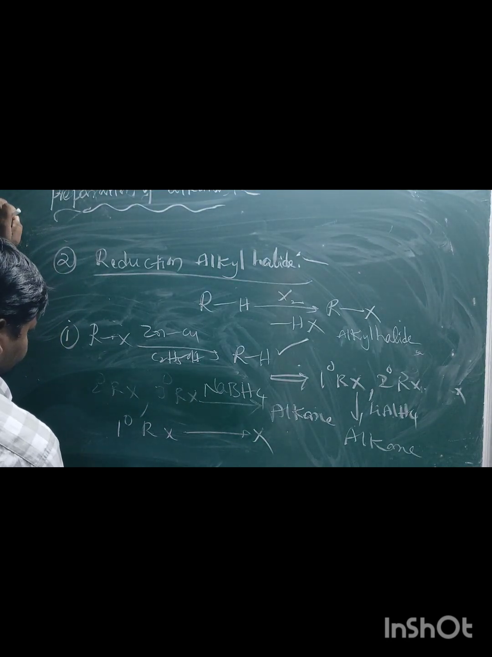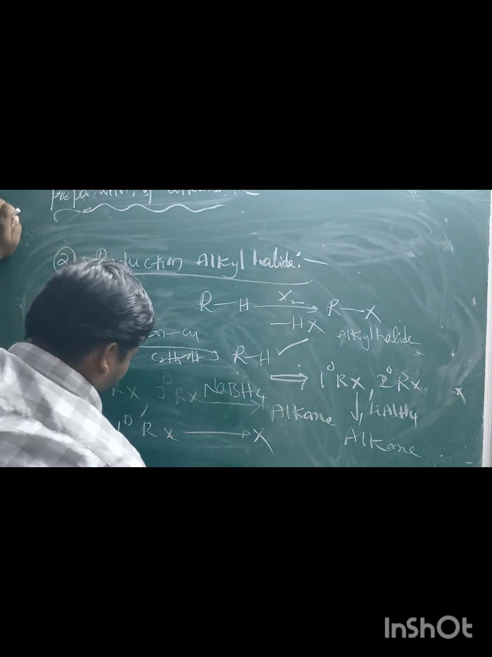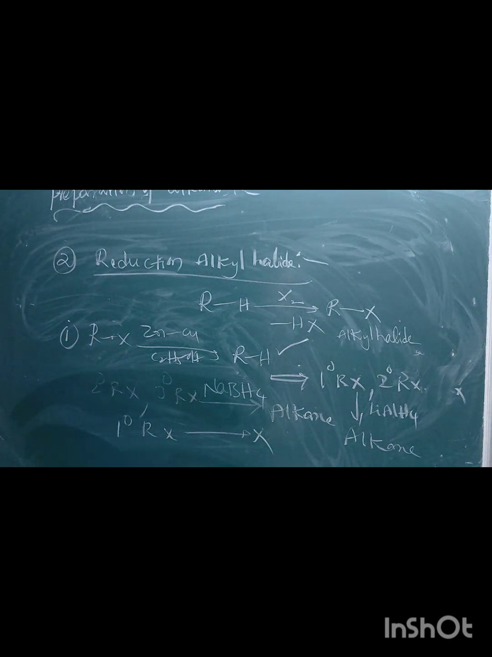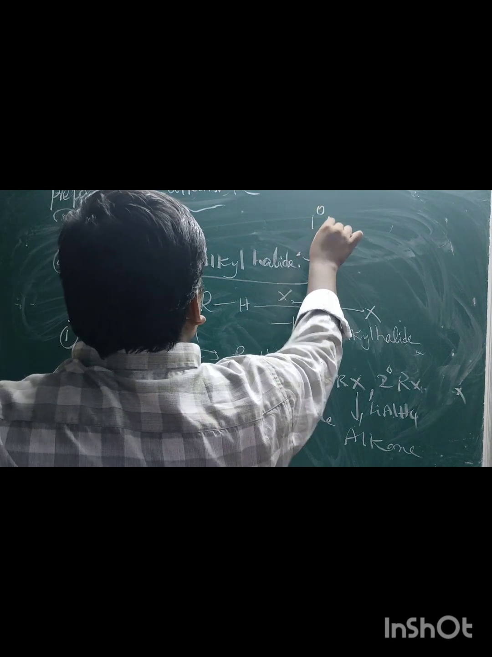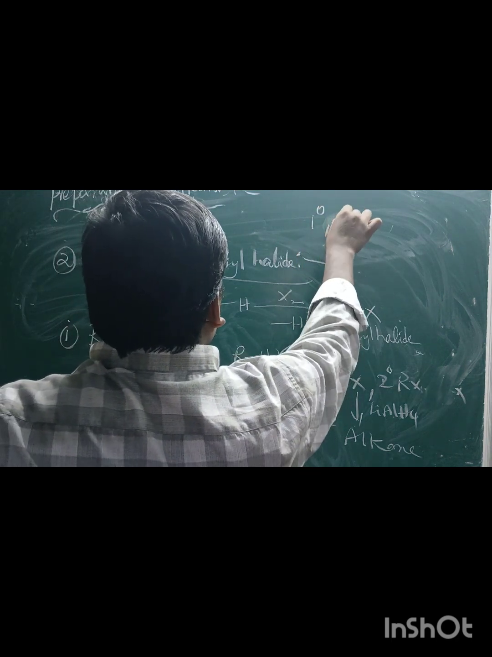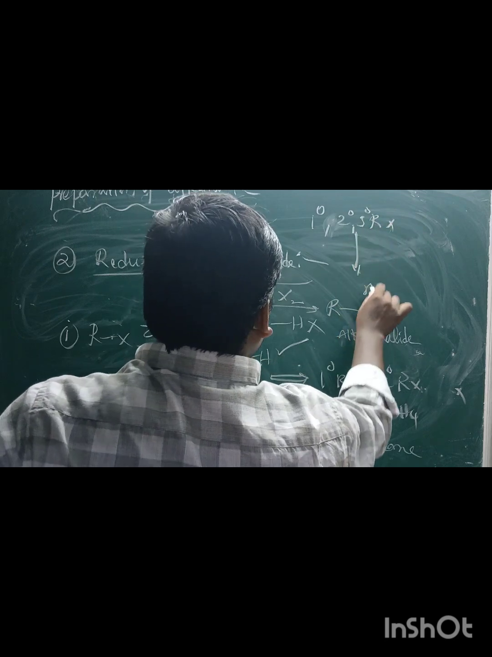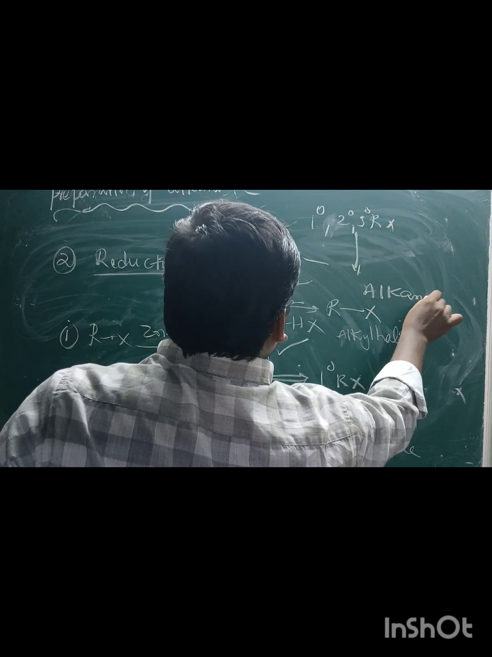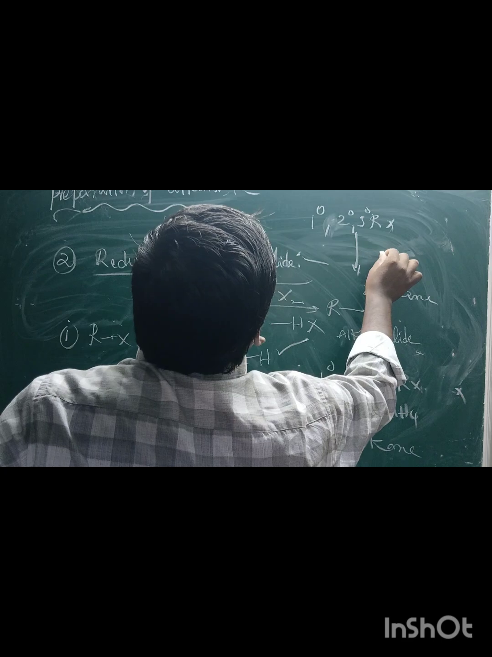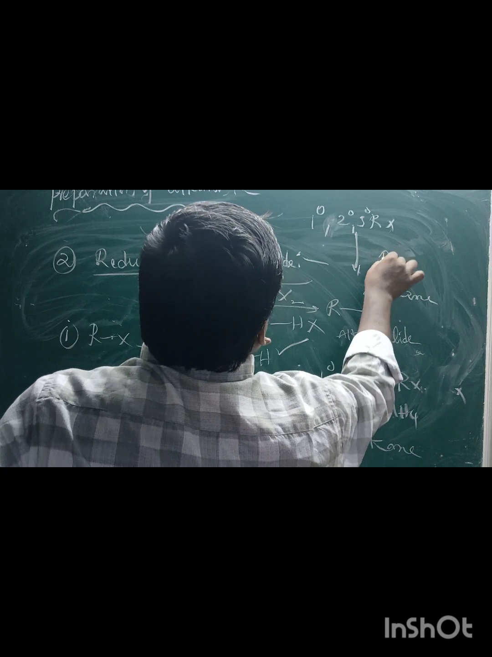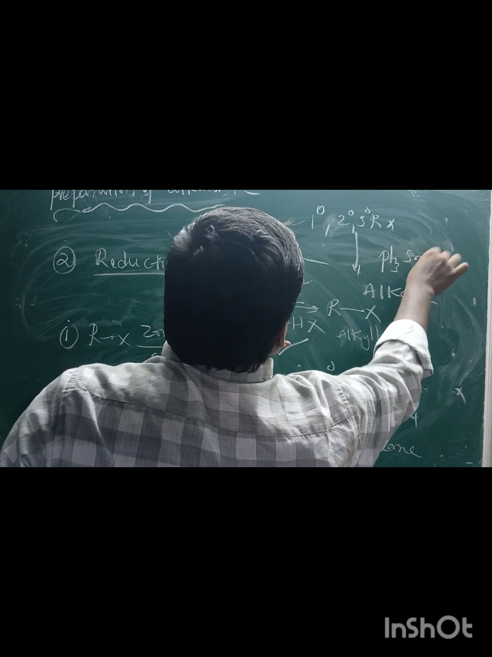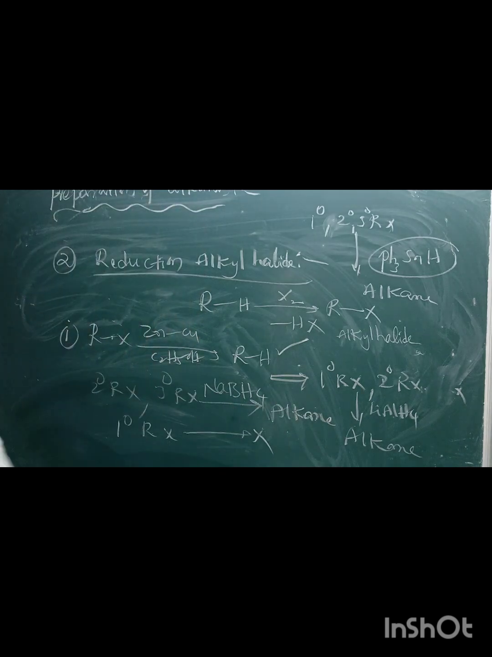In the case of triphenyl tin hydride, primary, secondary and tertiary alkyl halides can be converted into alkanes by using triphenyl tin hydride, which acts as a reducing agent.